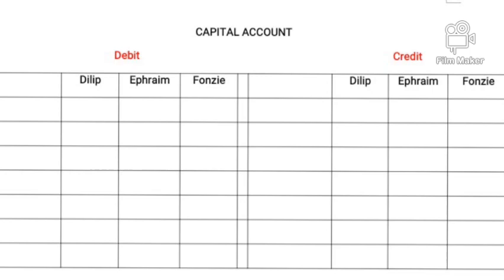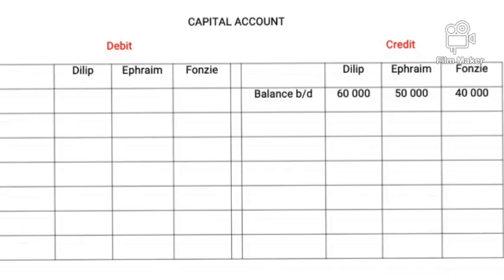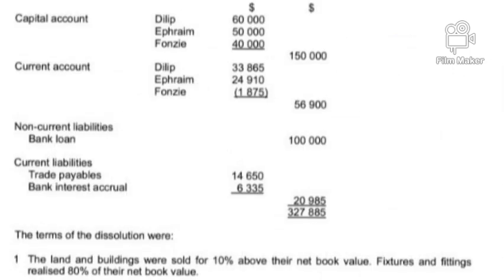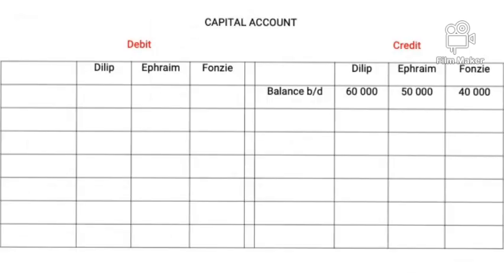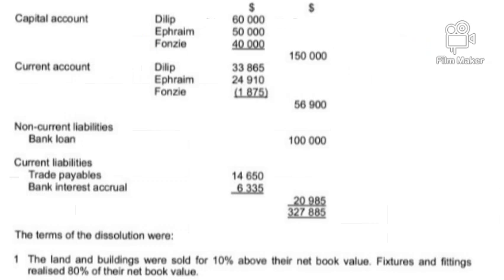Capital account has got a credit balance. So on the credit side, I'm going to start by balance brought forward or balance brought down. So I'm going to look at the statement of financial position. The capital for Dilip, Ephraim, and Fonzie are 60,000, 50,000, and 4,000 respectively. So I'm going to credit the partners' capital accounts in the capital account.